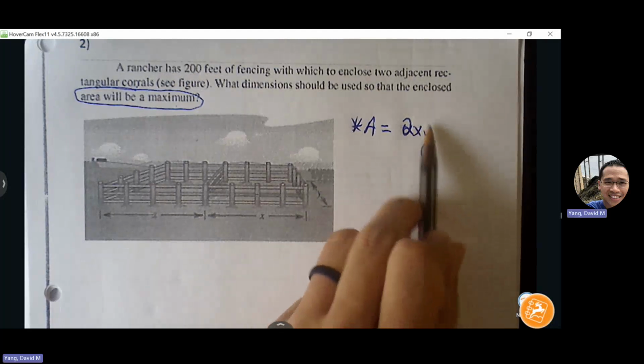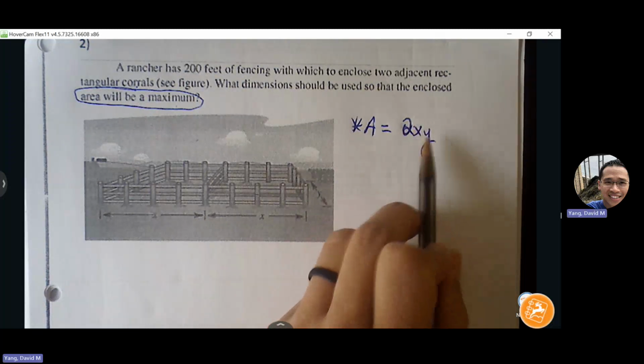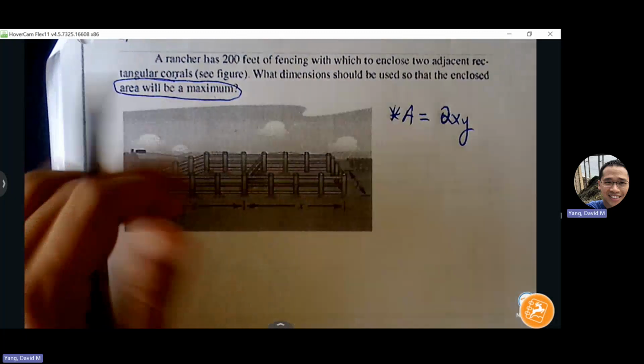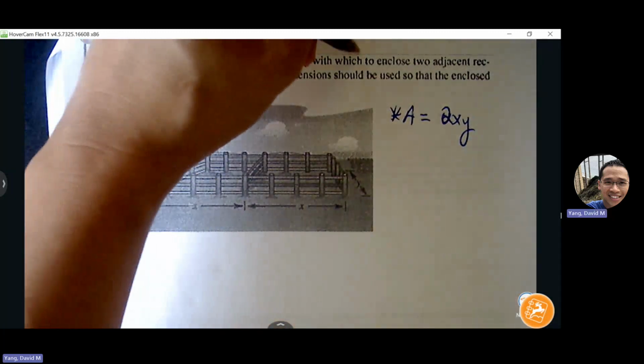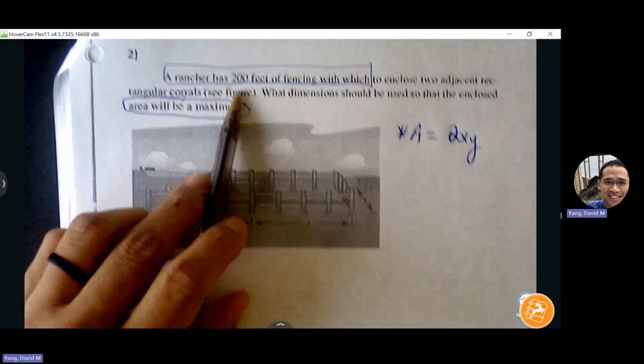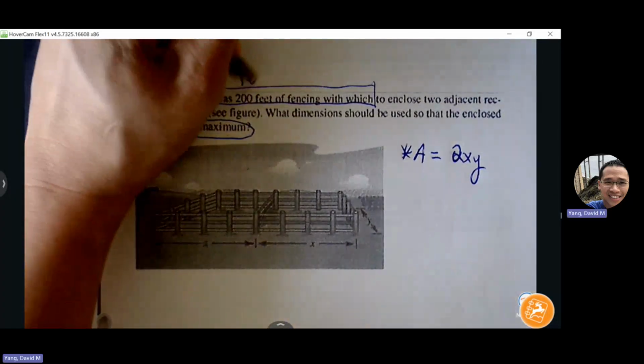Yeah, we want to get this down to what? Just one variable, right? So we need help from a different equation. We have 200 feet of fencing. Anyone know which equation or what that is referring to? Yeah, that's a perimeter.